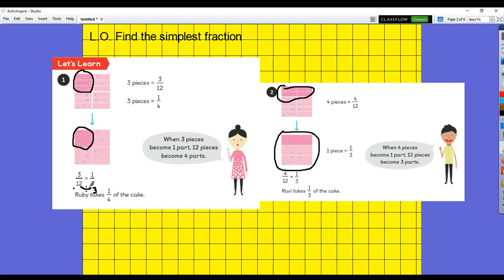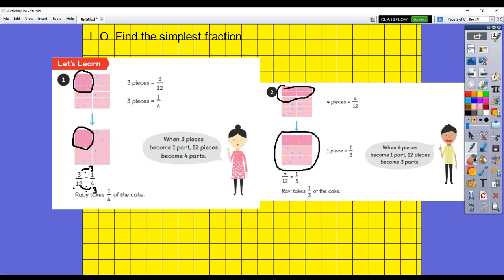If we then, remember, whatever you do to the bottom, you have to do to the top. 3 divided by 3 is 1. So we've divided that by 3, and we've realised that 3/12 is the same as 1/4. Okay, so what about over here then?